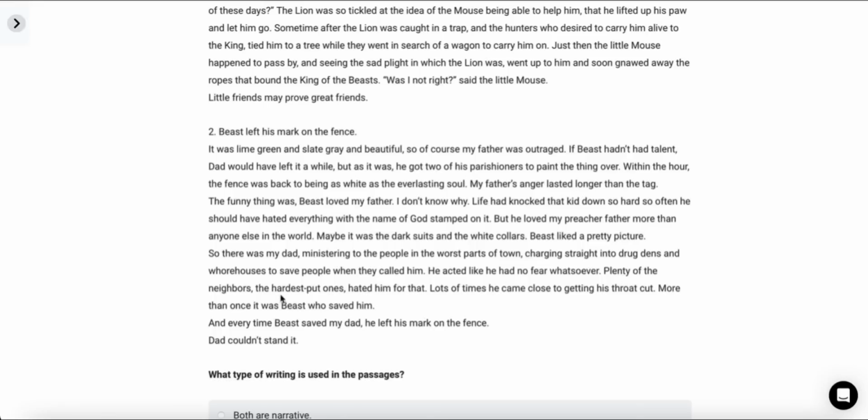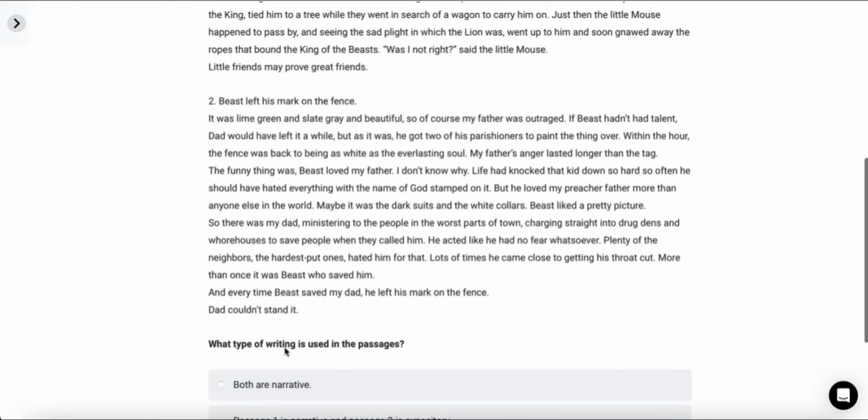Plenty of the neighbors, the hardest put ones, hated him for that. Lots of times he came close to getting his throat cut. More than once it was Beast who saved him. And every time Beast saved my dad, he left his mark on the fence. Dad couldn't stand it.